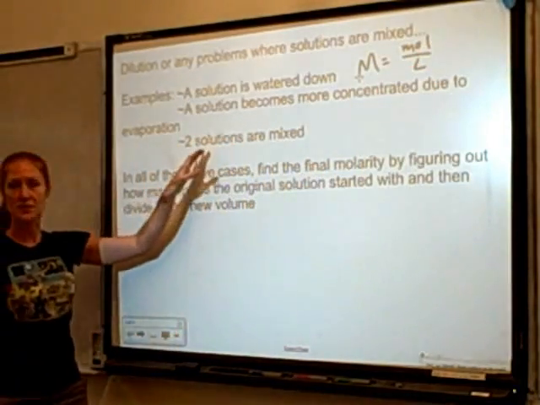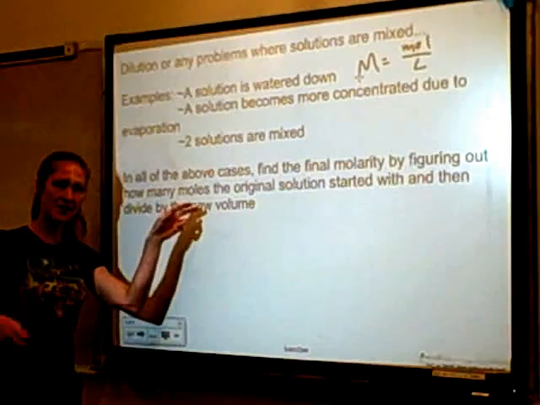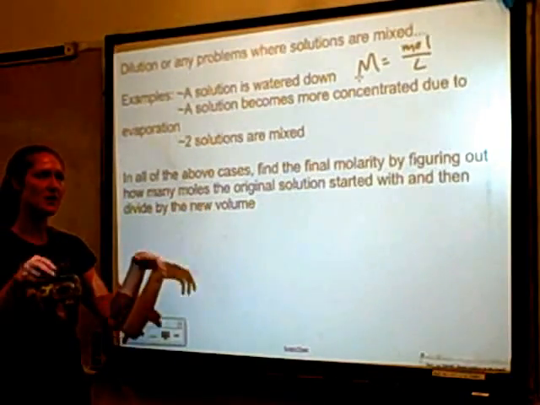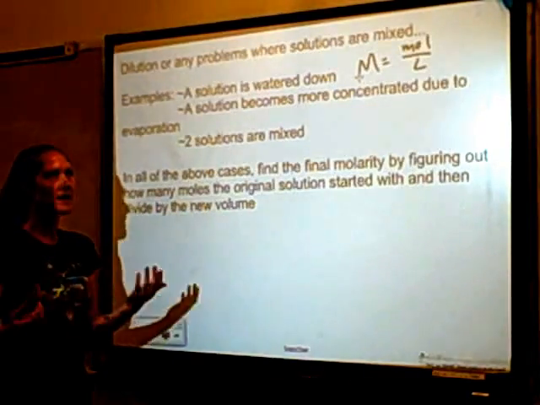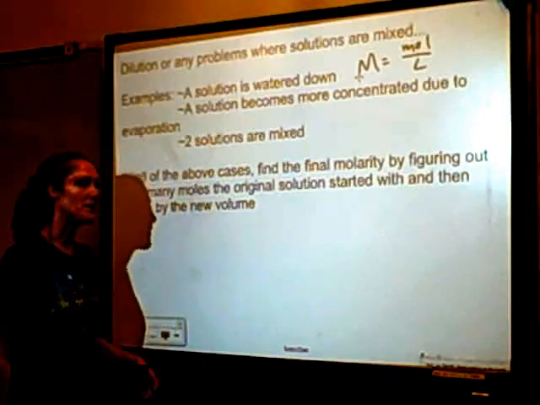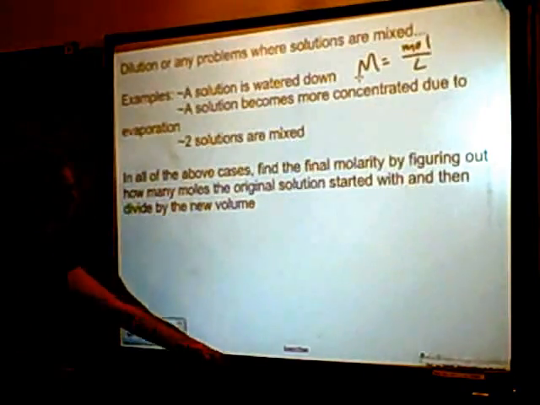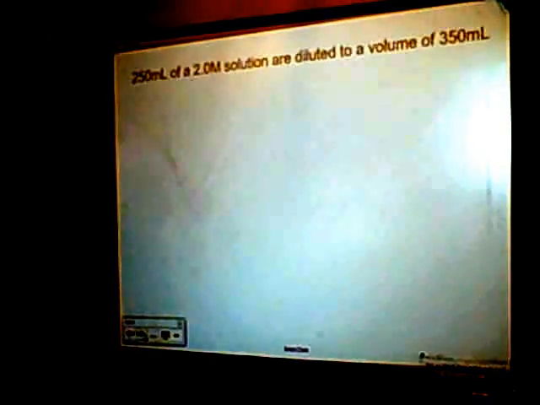In this case, 2 solutions are mixed. How many moles were in this solution? How many moles were in that solution? Add them up, and then divide by whatever the new final volume is. Okay, so let's try that.